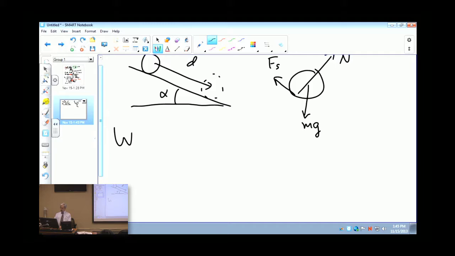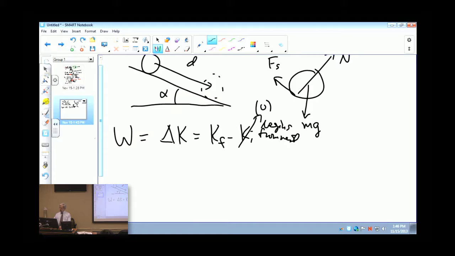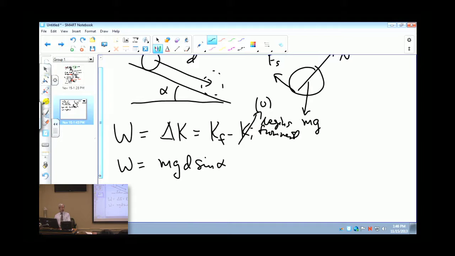But okay, so then the work is going to end up as increase in kinetic energy, and the kinetic energy starts off at 0 because it begins from rest. And it's very much like the problem that we just did. The work here is just going to be mg d sine alpha, where alpha is the angle of the ramp. Positive or negative? Positive, because it's more or less in the direction of gravity, right? It's coming down some, depending on the incline.